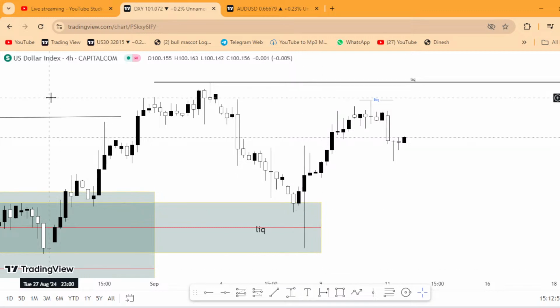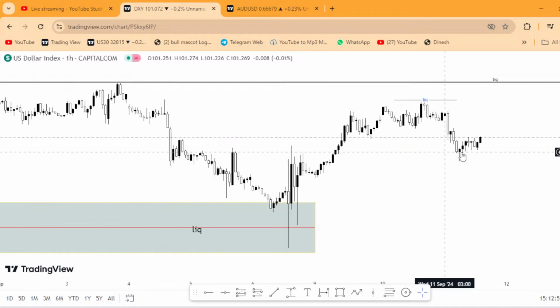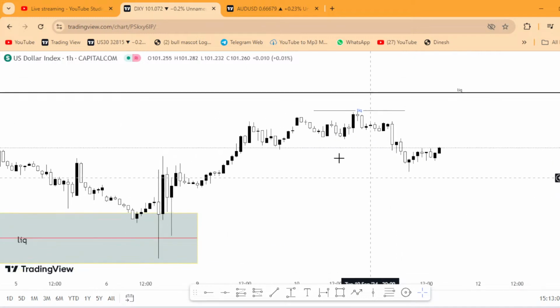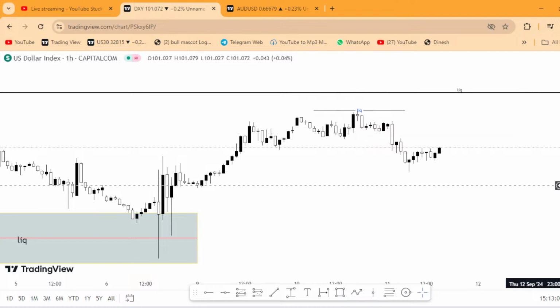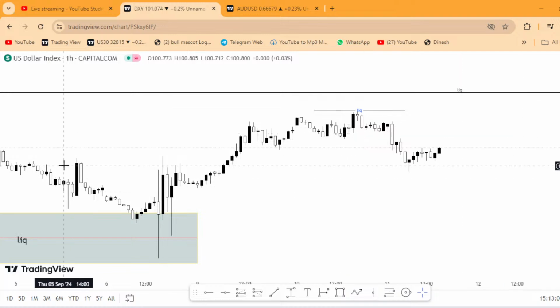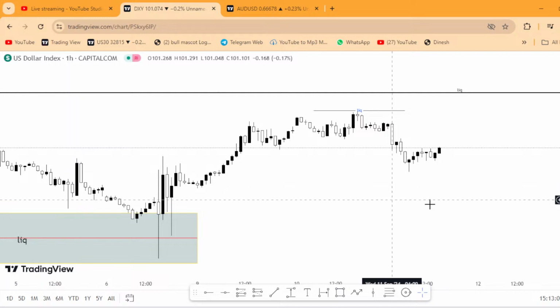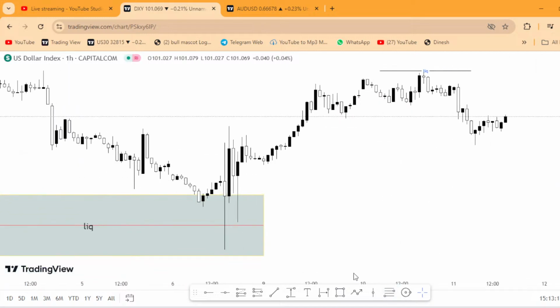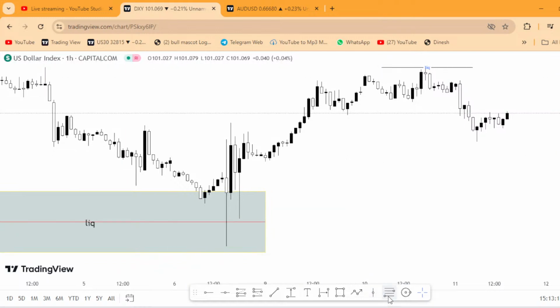Right now, let's go to the H1, and I think that's where we're going to stop. What we realize is that as the market was pushing away, it created an inside structure. Let's see how the buy came in.